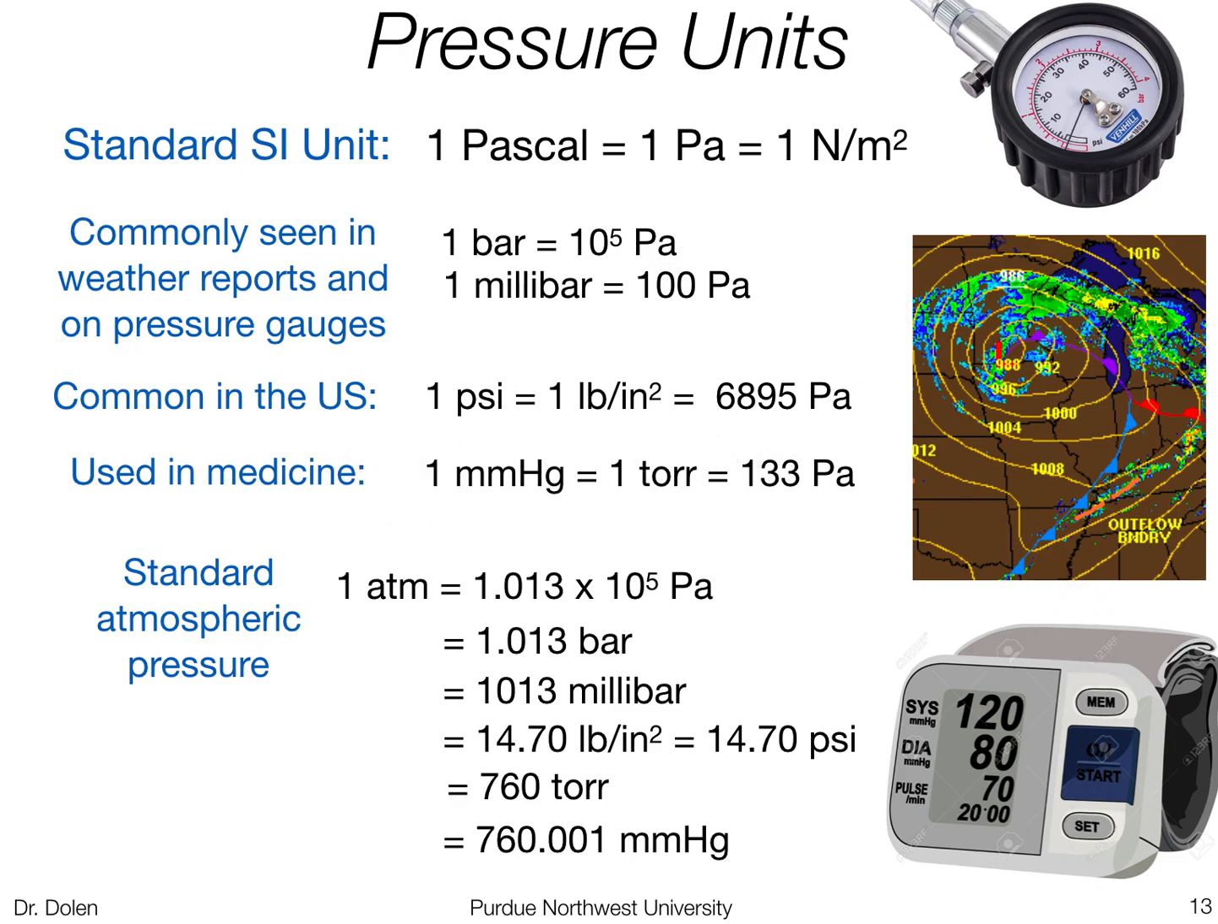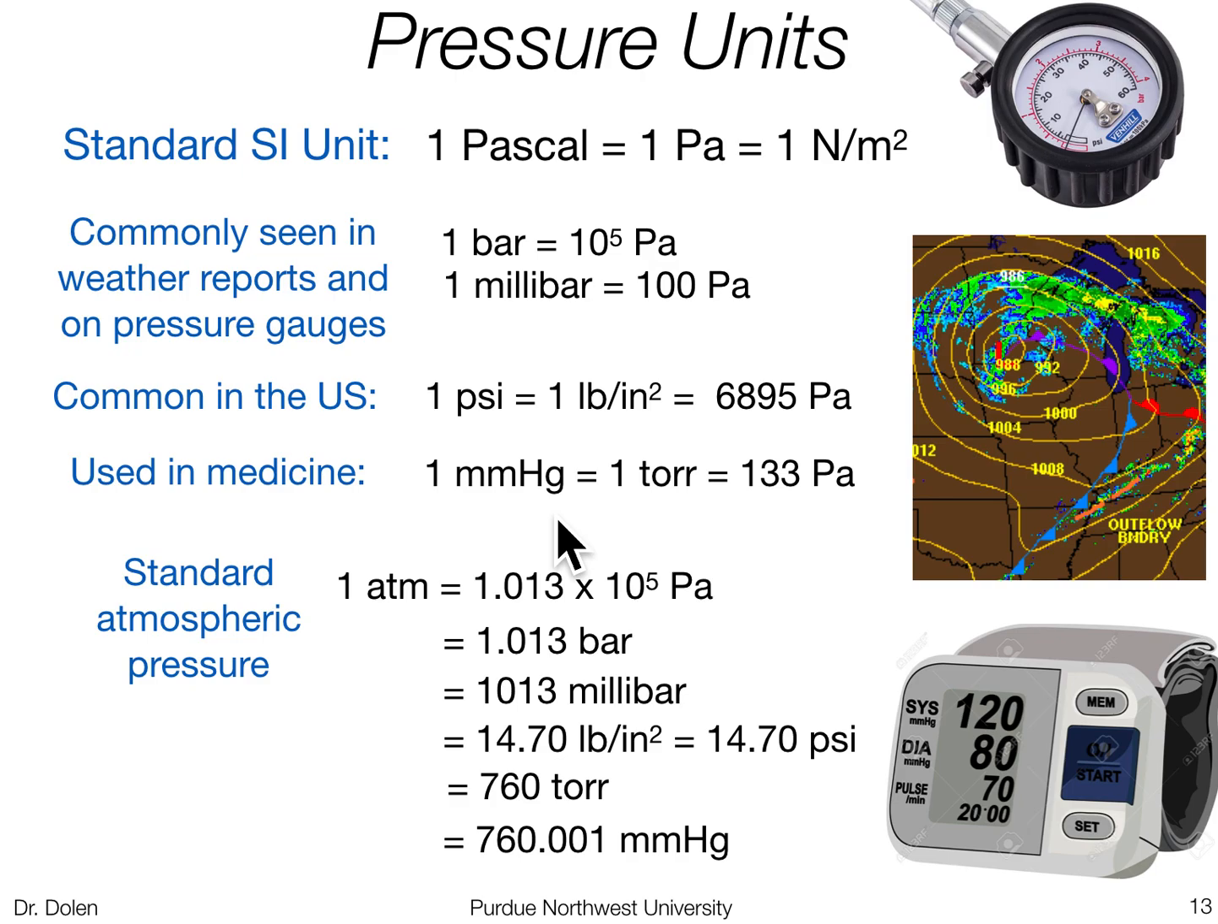In medicine, if you go get your blood pressure checked and you get your systolic and diastolic pressure measured, you may be able to see it, maybe not. The unit here is mmHg. This stands for millimeters of mercury. So 1 millimeter of mercury is also given the name 1 torr, and this is equivalent to 133 pascals. So in medicine, they use a different unit, which is millimeters of mercury.